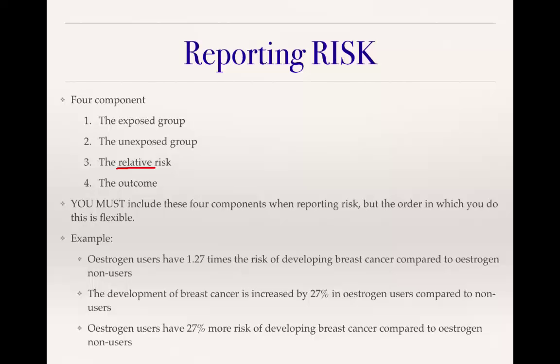The first example I've got there is estrogen users have 1.27 times the risk of developing breast cancer compared to estrogen non-users. So in the first example, we can see this is the exposed group. Here is our relative risk. This is the outcome, and here is the unexposed group. So we've got all 4 elements. So for the following 2, see if you can identify all of the 4 elements. Also note when we come to the second and third examples that the relative risk here is expressed as a percentage, which is equally appropriate. It will be important for you going on to be able to report the risk, and that might be a good hint for your exam preparation.